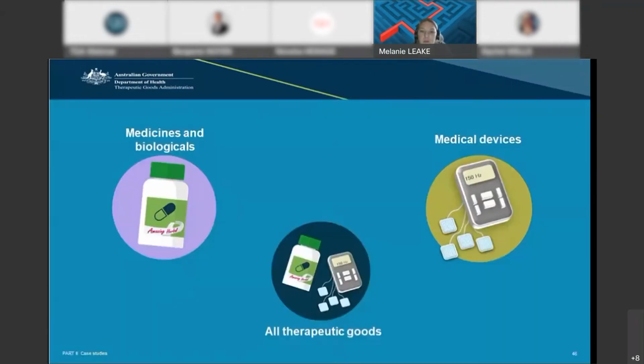I'll be covering therapeutic goods in general, so look out for these icons on the slides. The icon on the left represents medicines and biologicals. So when you see this icon, the information on the slide relates to both types of products. The icon on the right represents medical devices, and the icon at the bottom means the content relates to all therapeutic goods, being medicines, biologicals, and medical devices.